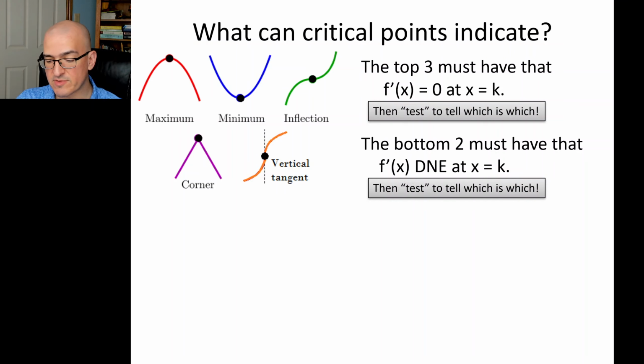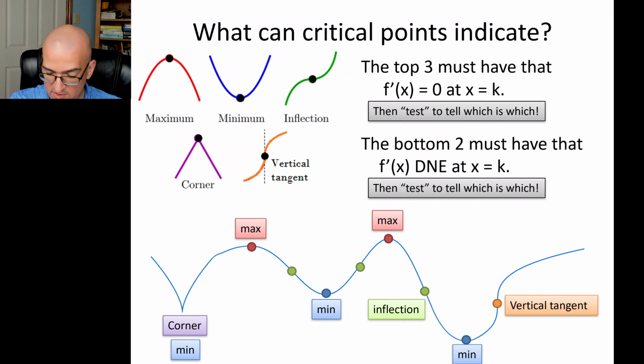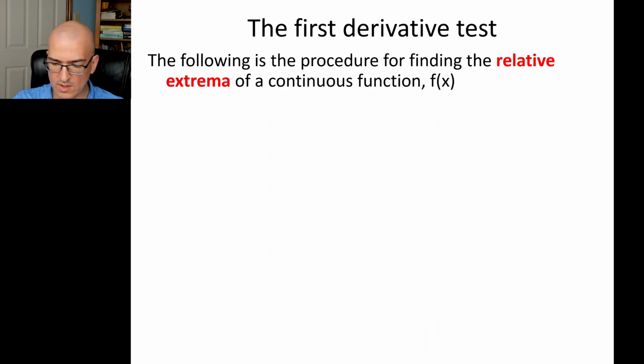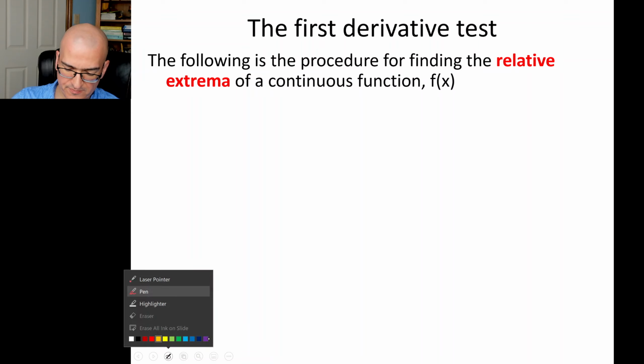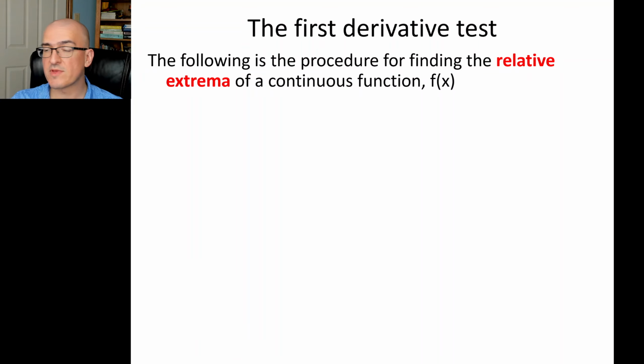So these are all different types of graphical features. We could stitch them together and make some type of Frankenstein graph that has max and min and corner min and inflection points and vertical tangents. So graphs can have multiple features at the same time. What that leads us to, those pictures and the requirement that we need to not just set the derivative equal to 0 and solve for x, but we also need to diagnose whether those points are max, min, or something else. It leads us to what is called the first derivative test. The first derivative test works as follows.